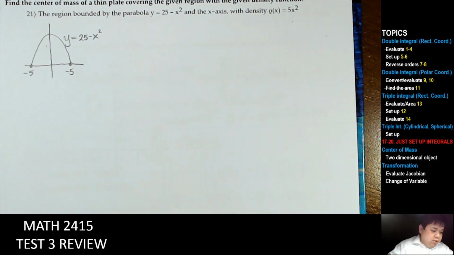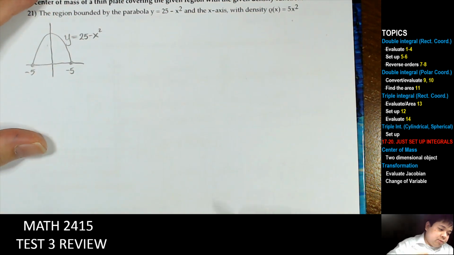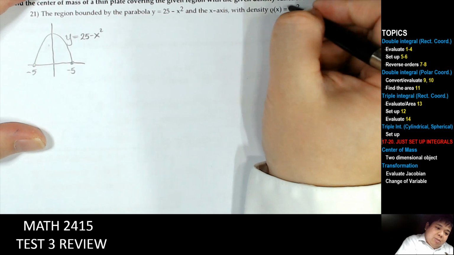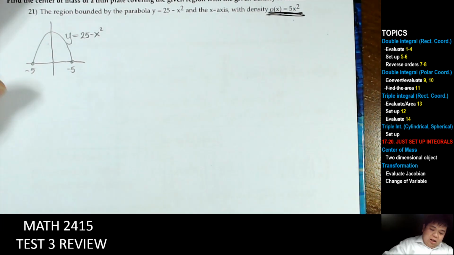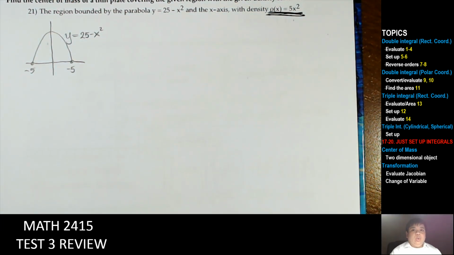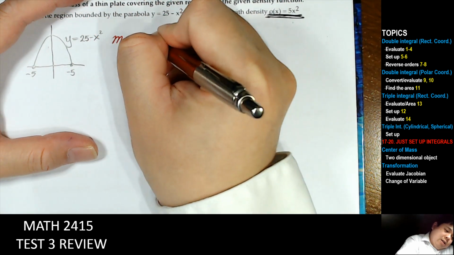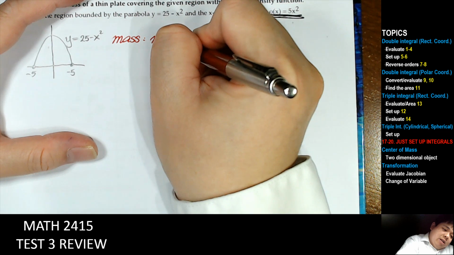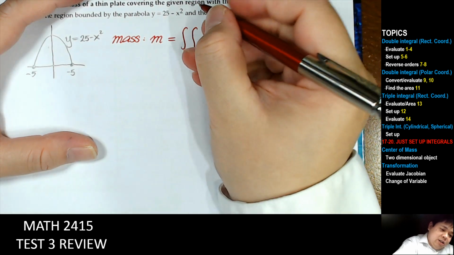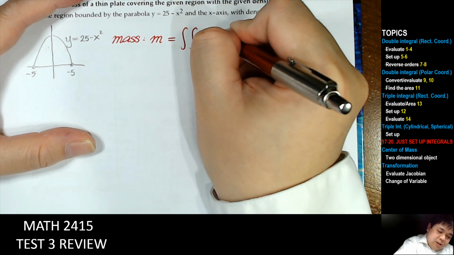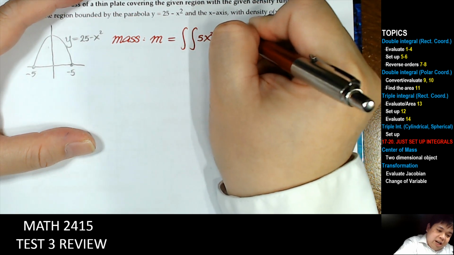So if we want to set up the integral, it will be from -5 to 5 for x and y from 0 to that. But here we have the density function. So in this case, we're going to find three things: the mass, and then the moments in the x direction and the y direction. Right. So first the mass. It's just the limits for x and y, but with the density. Let's do dy first and then dx.